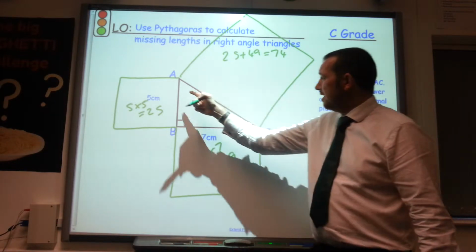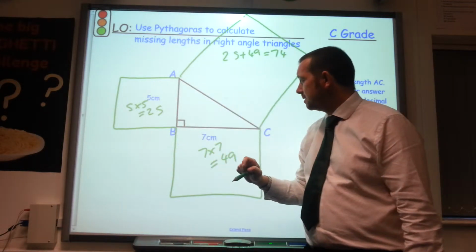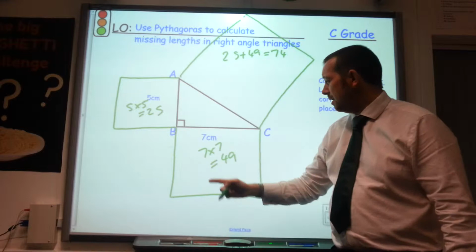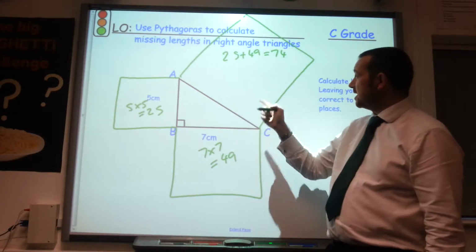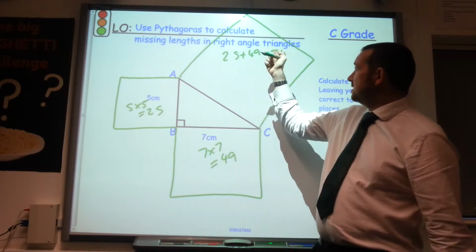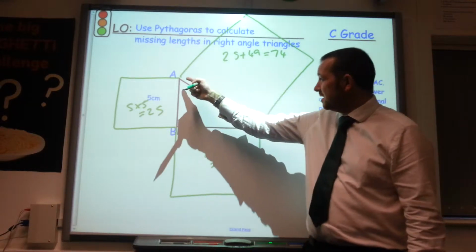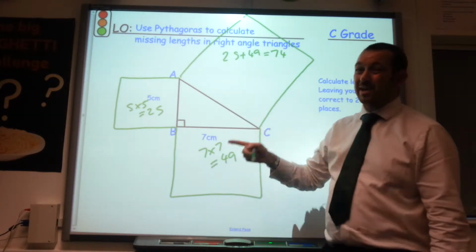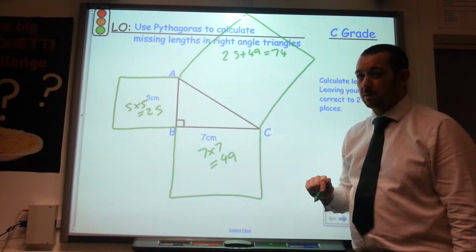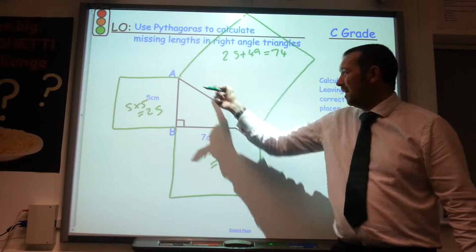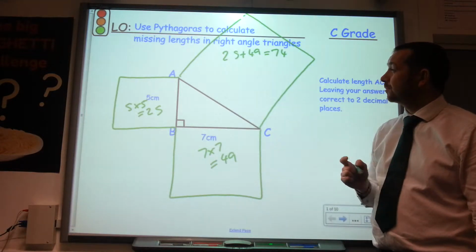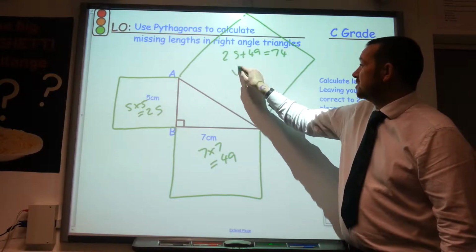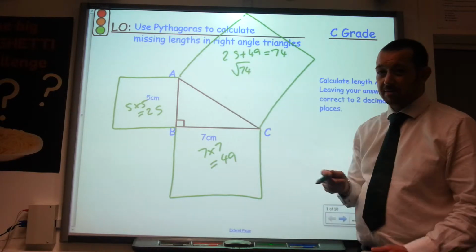So now, that 5 squared gave us the area of that square. That 7 squared gave us the area of that square. Putting the 2 together gives us 74. So we're now looking for this length, that when we square it, we get 74. So how will we work out what that length is? Well, what we've got to do is find the square root of 74.